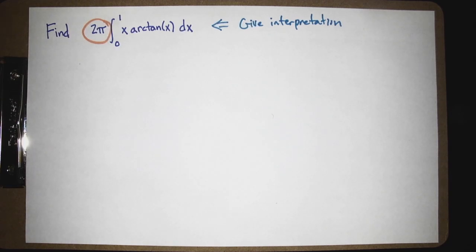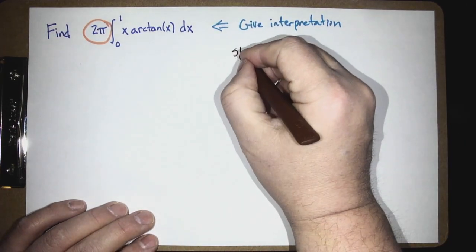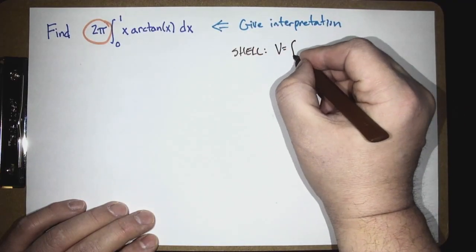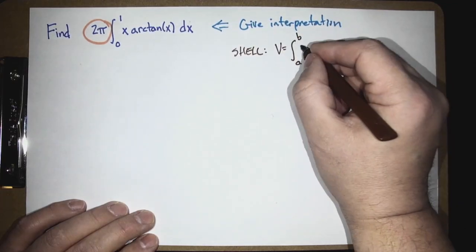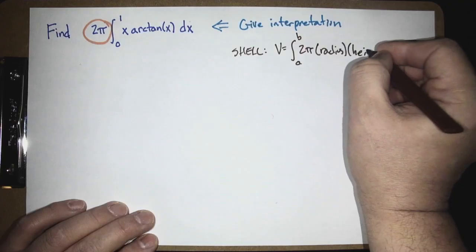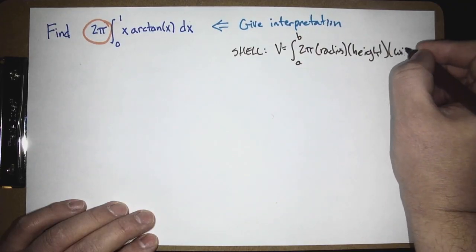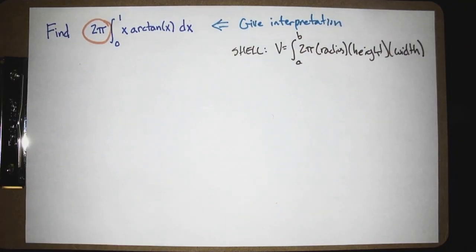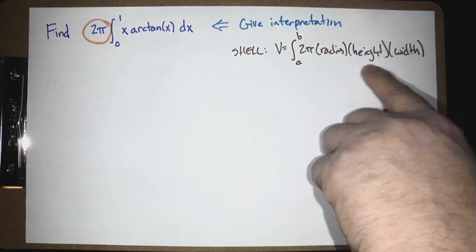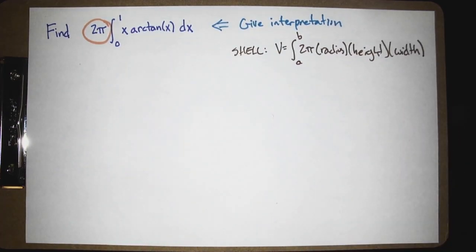Shell method. Okay, so let's recall our shell method. We have that volume is the integral from a to b of 2 pi radius, height, and width. With this in mind, we could piece together from this integral, assign pieces here, and figure out what this corresponds with, at least one interpretation of this.